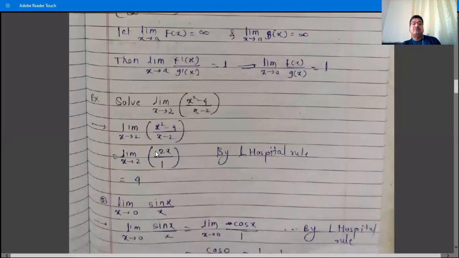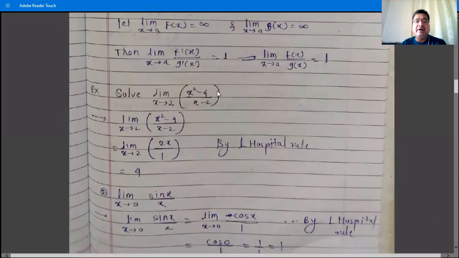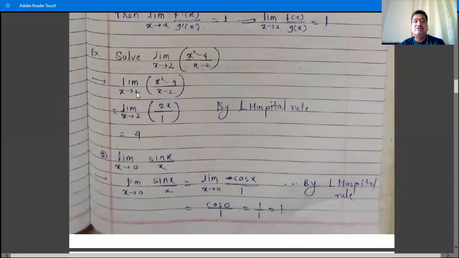Okay, so let us solve an example on the L'Hospital rule. We have to solve the limit as x tends to 2 of x square minus 4 divided by x minus 2. So if we substitute x as 2 in the numerator and denominator, x square is 2 square, that is 4, minus 4, that is 0, and divided by 0. So we have the answer 0 by 0.